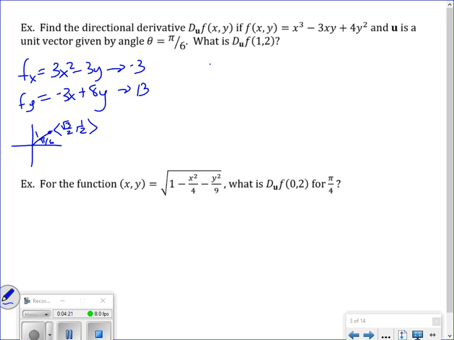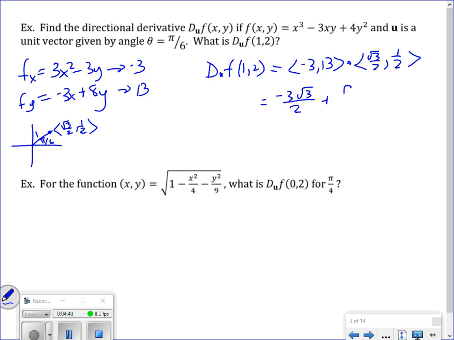All right, so we are just going to do our directional derivative at (1, 2). So I will have to dot (-3, 13) with my (√3/2, 1/2). All right, so we get -3√3/2 plus 13/2. And you could calculate that to a decimal or whatever, but remember, it is just a single number. It is the derivative at that point in this direction, in a direction of 30 degrees off of that point. So it is just a number. Remember, it's basically like the velocity going off in that direction.